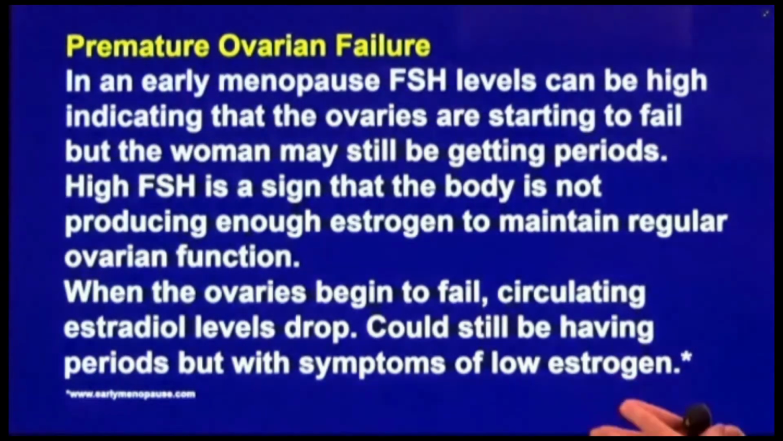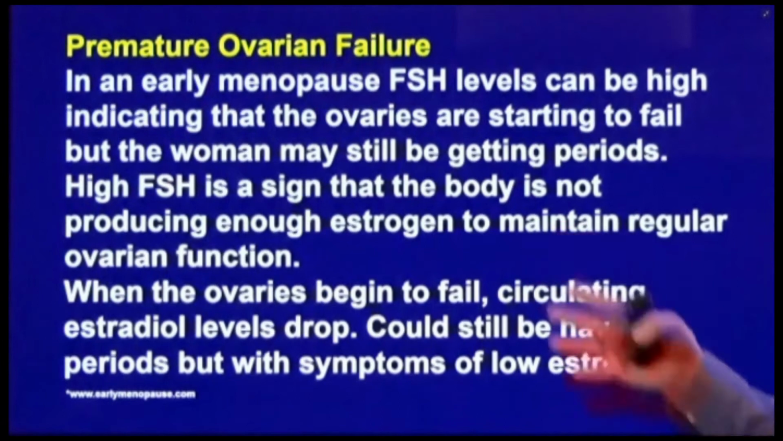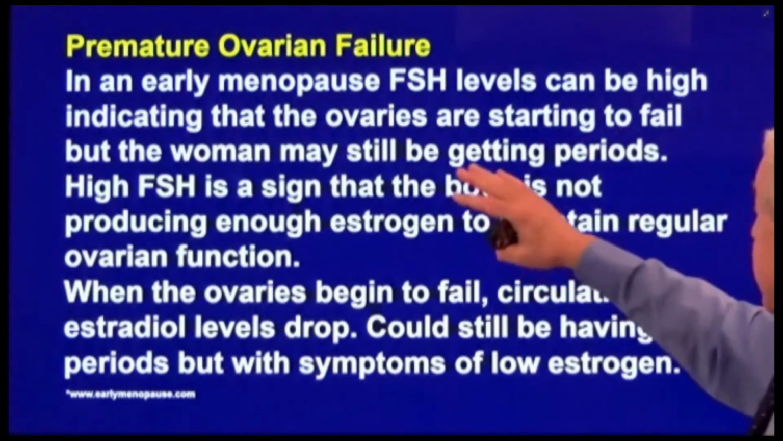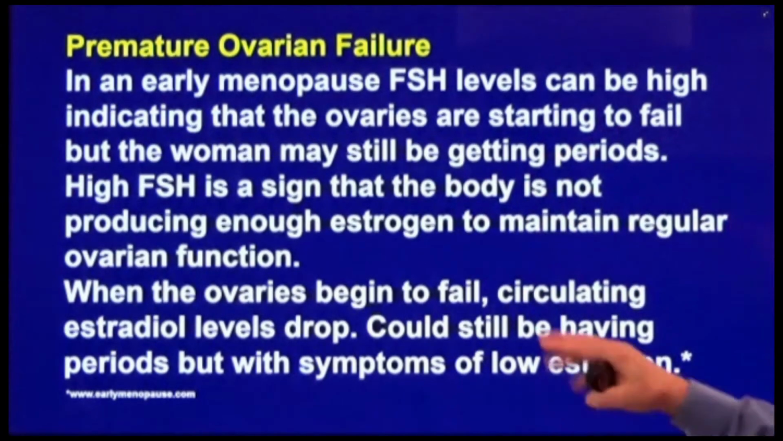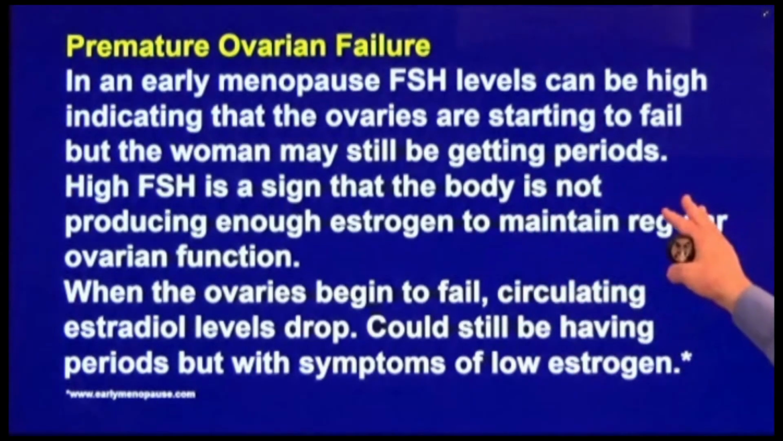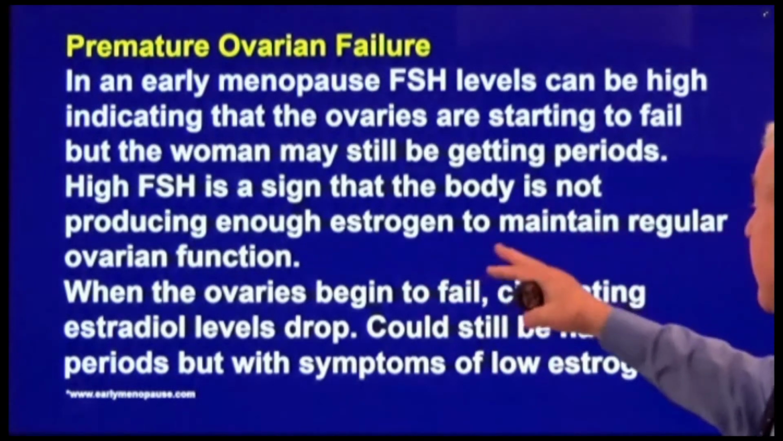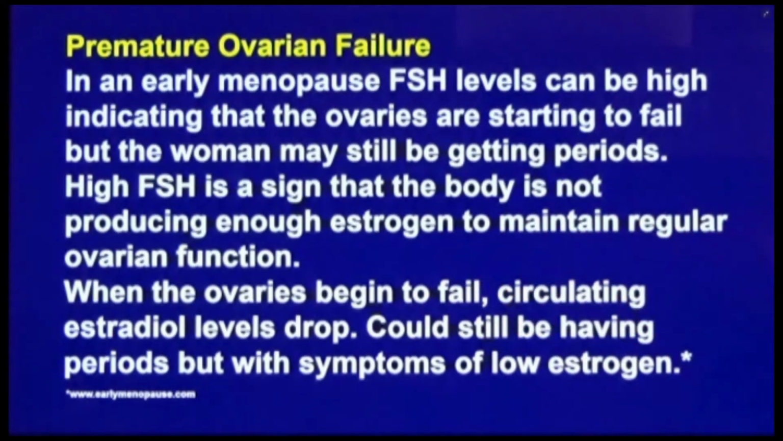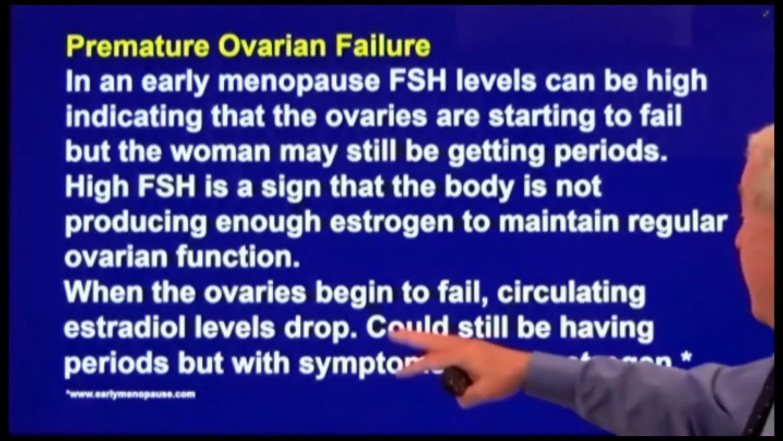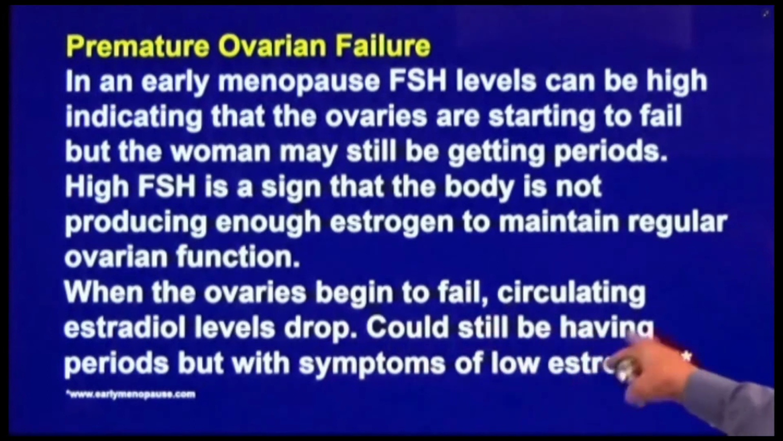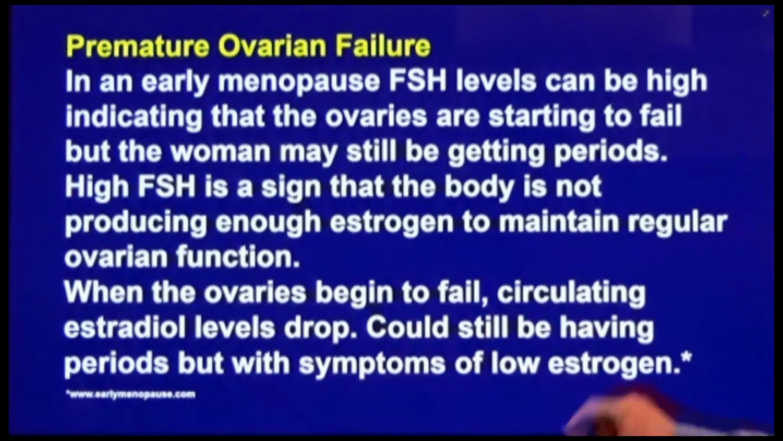So premature ovarian failure in an early menopause, follicle stimulating hormone levels can be high, indicating that the ovaries are starting to fail, but the woman may still be getting periods. High follicle stimulating hormone is a sign that the body is not producing enough estrogen to maintain regular ovarian function. When the ovaries begin to fail, circulating estradiol levels drop, could be still having periods, but with symptoms of low estrogen.